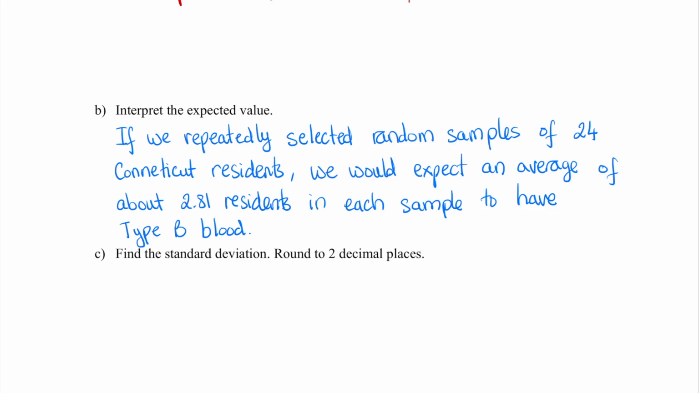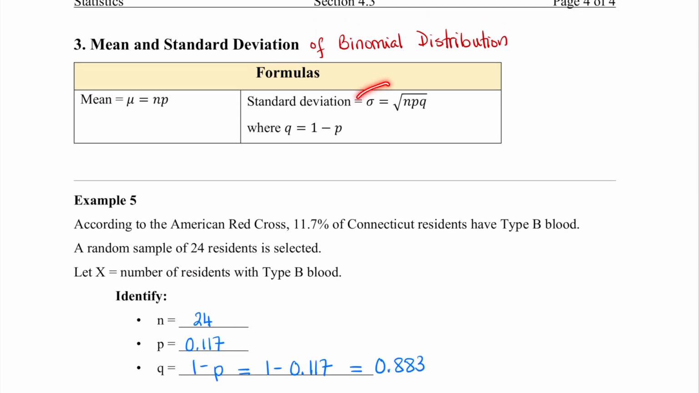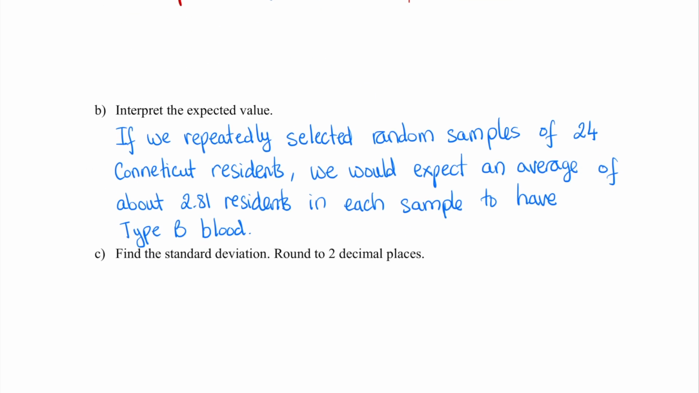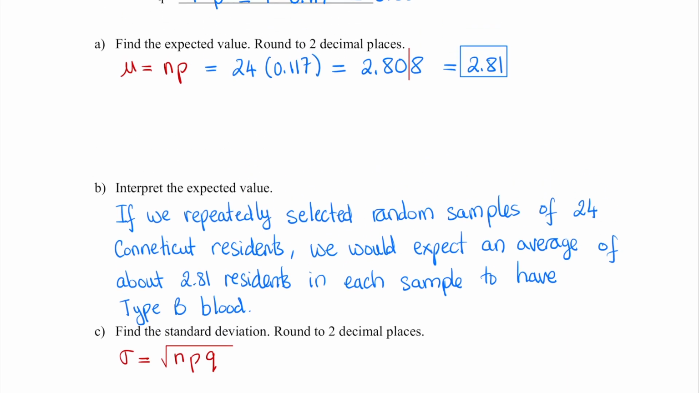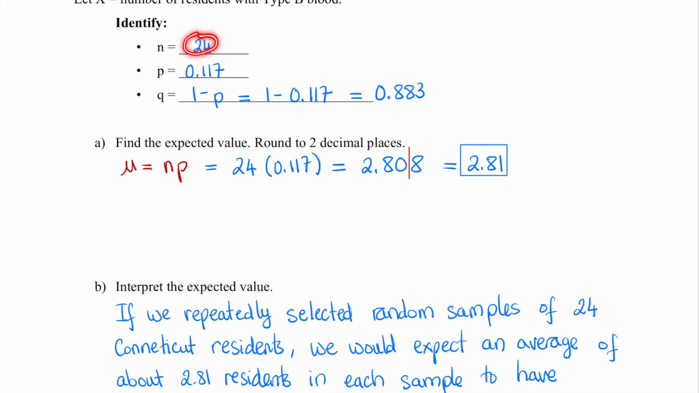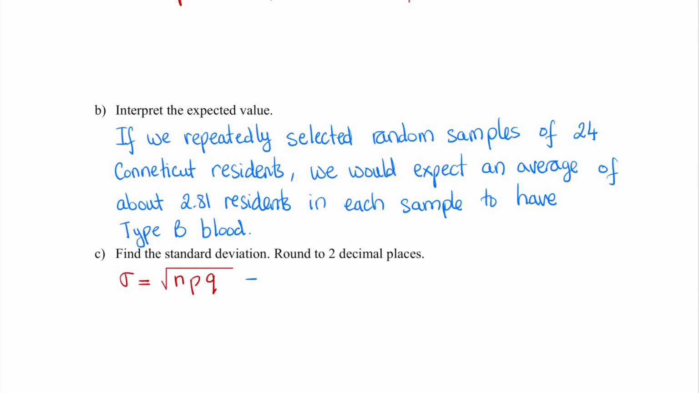Next, let's find the standard deviation. We'll use this formula, sigma equals square root of n times p times q. n is 24, p is 0.117, and q is 0.883. So we have square root of 24 times 0.117 times 0.883.